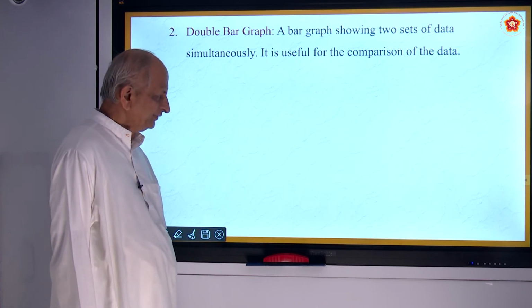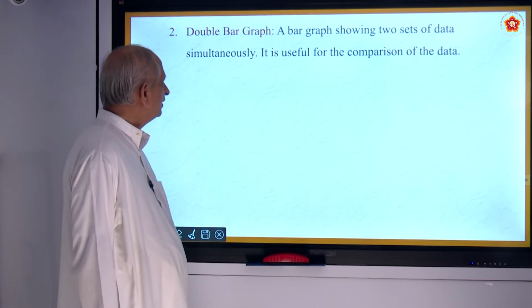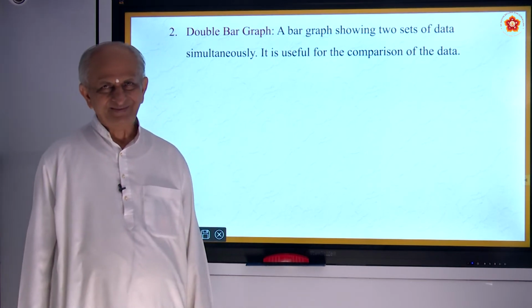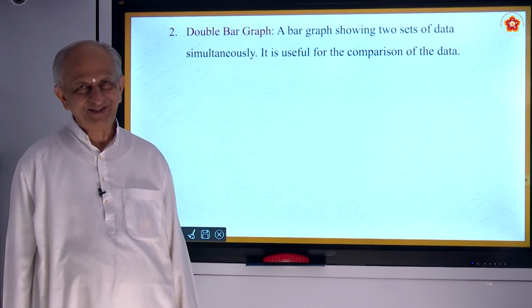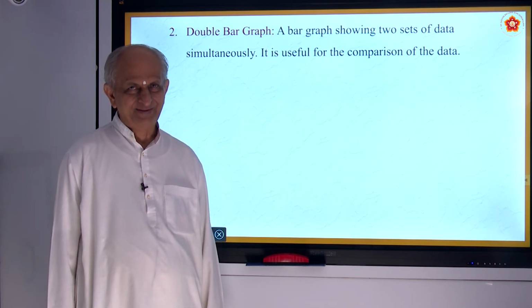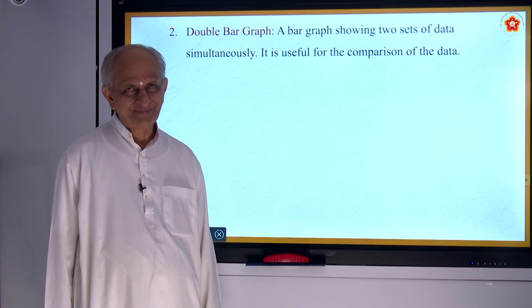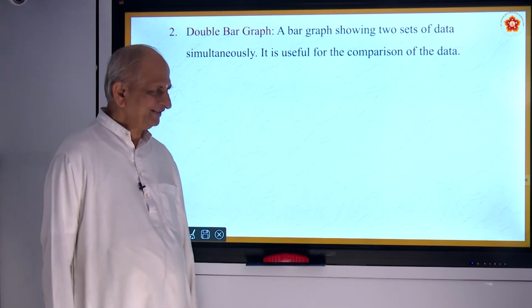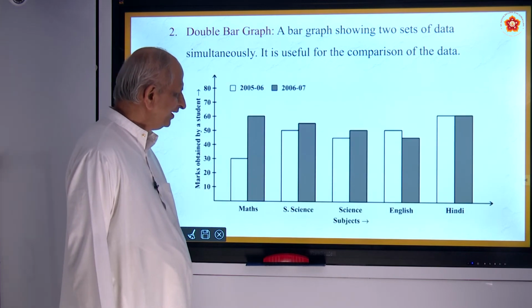Now one more we will see, that is called double bar graph. Double, what do you call if there are three things? Triple. You might have heard about triple jump. 1, 2, 3. Correct?